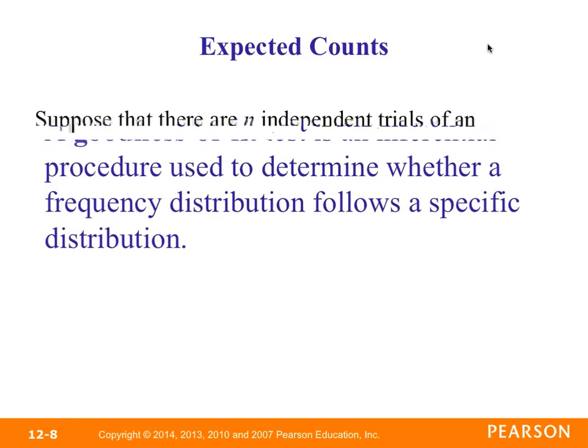So let's suppose that there are n independent trials of an experiment with k greater than or equal to 3 mutually exclusive possible outcomes. We're going to let p1 represent the probability of observing the first outcome, and E1 represent the expected count of the first outcome. p2 is going to be the probability for the second outcome, and E2 is going to represent the expected count for the second outcome, and so on. So the expected counts for each of the possible outcomes are going to be given by Ei equals mu i, which is equal to n times the probability for that particular outcome, all the way from i equals 1 up to k groups.